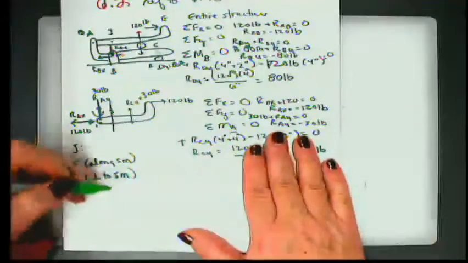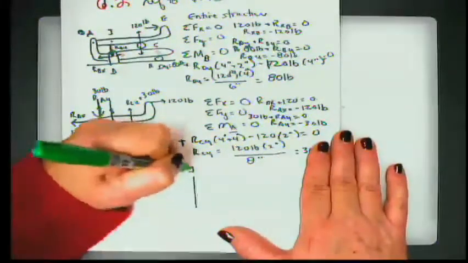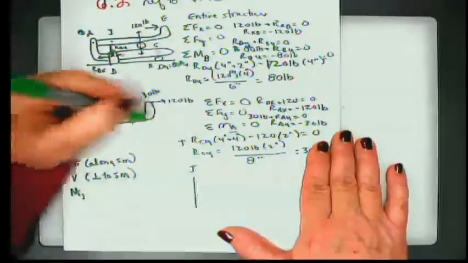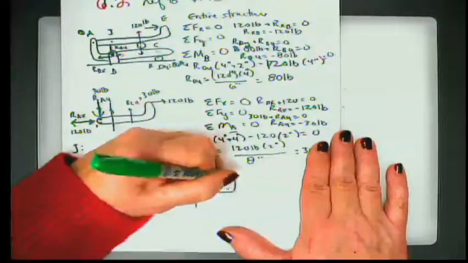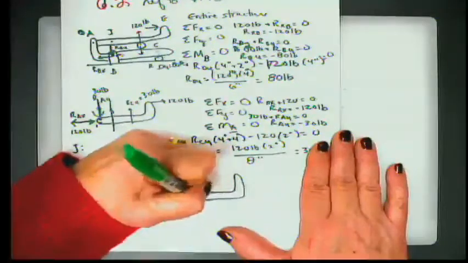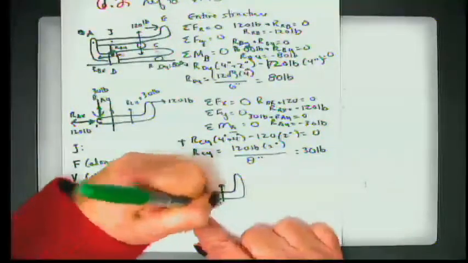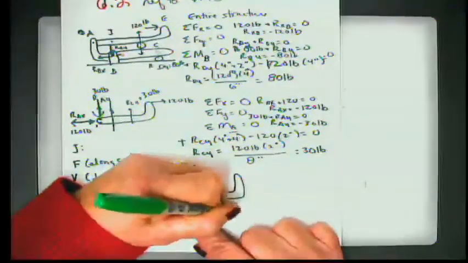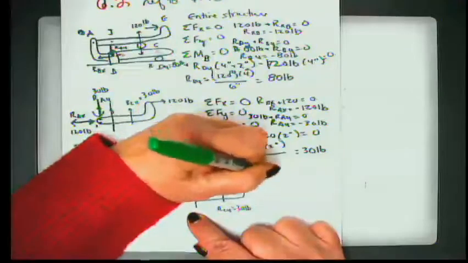Okay? So what I'm going to do for that, here's my cut at point J. I'm just going to cut it this way. Like I said, it really is going to come out to be exactly the same. But I'm just going to look at this. Okay? And then we have RCY, which is 30 pounds, and we have this applied force, 120 pounds.